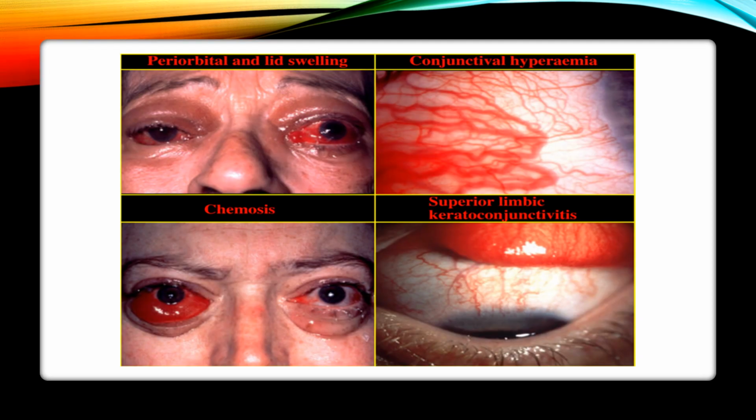This slide demonstrates the most characteristic soft tissue signs, such as periorbital and lid swelling, conjunctival hyperemia, chemosis, and superior limbic keratoconjunctivitis.